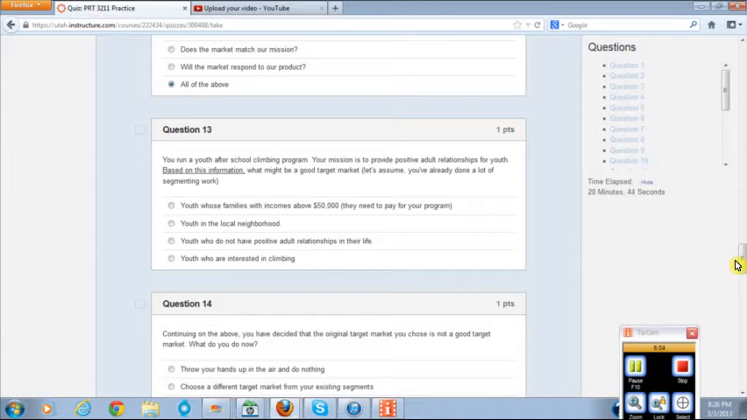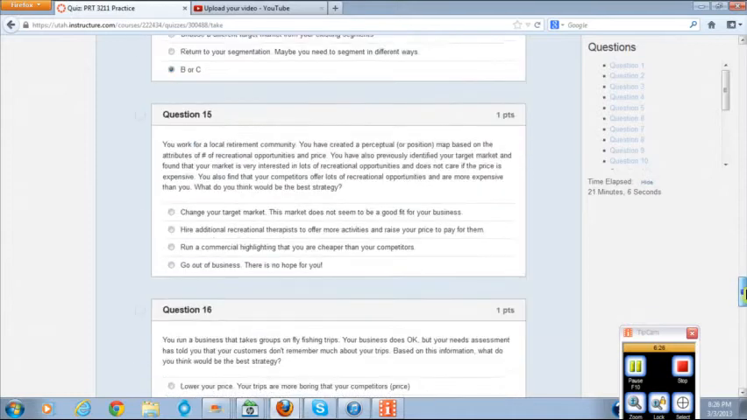Youth in the local neighborhood. Again, may be a good answer, but what you're given in this question is your mission, and that has nothing to do with your mission. Youth who do not have positive adult relationships in their life. Bam, your mission is to reach these folks, so this is a good target market for you.